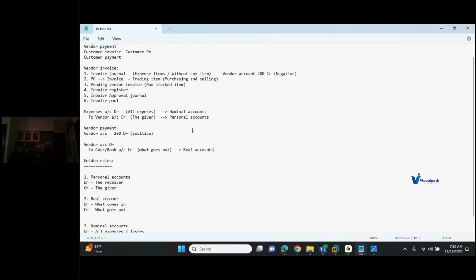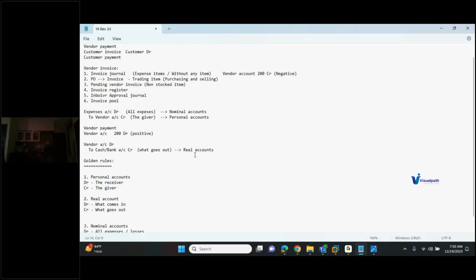Yes, sir, how can we treat this as an expense, sir? Expenses account debit, all expenses, as you said. How can you treat it as an expense account? Because the material, water bottles, is being consumed by your company. It is an expense. Why am I purchasing water bottles? For my employees, so it is an expense to my company.